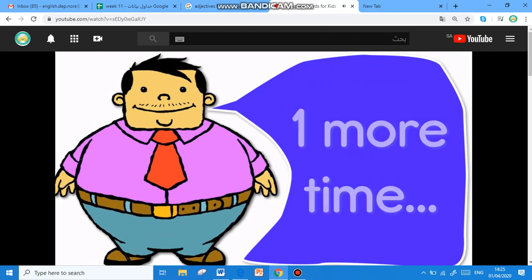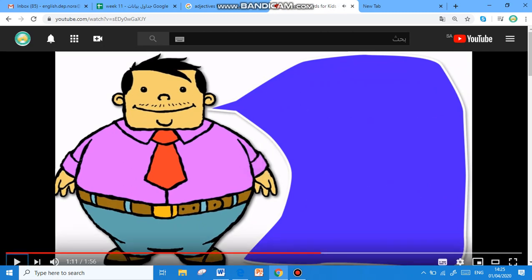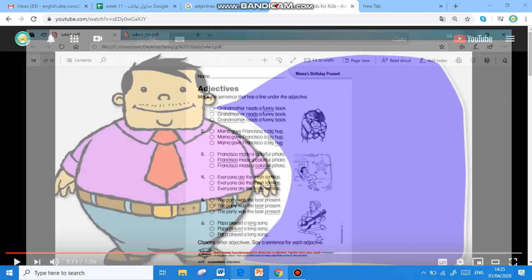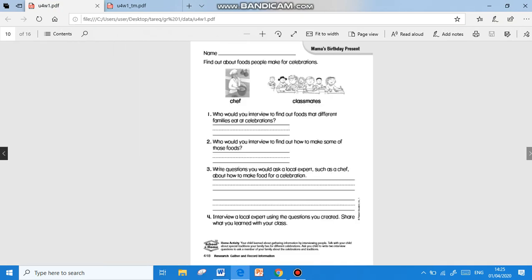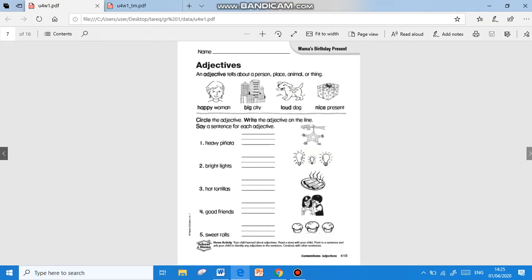Okay, let's do that one more time. Please notice that in these examples, we've talked about how we describe people. But there are many kinds of adjectives like colors, shapes, sizes, what kind and how many, and adjectives to compare. Today we are going just to talk about describing a person, place, animal, or thing. Now, I want you to open your readers and writers notebook on page 415.